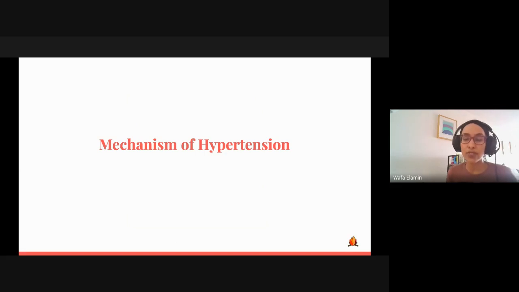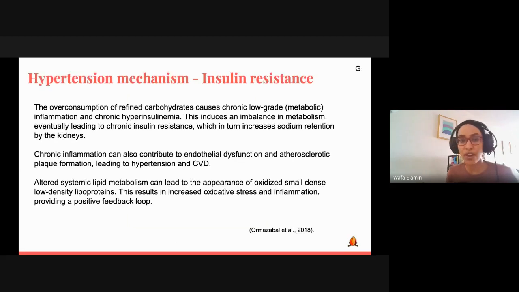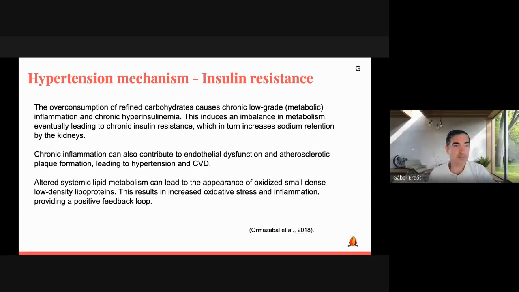In terms of mechanism, we've got a few mechanisms, but Gábor, I think we'll start off with the first one. Yes, thank you. I believe that the basic or most common mechanism of hypertension development comes from the overconsumption of refined carbohydrates that causes chronic low-grade inflammation and chronic hyperinsulinemia. This hyperinsulinemia can then induce an imbalance in metabolism, eventually leading to chronic insulin resistance, which in turn can increase sodium retention by the kidneys. That's the most common mechanism.